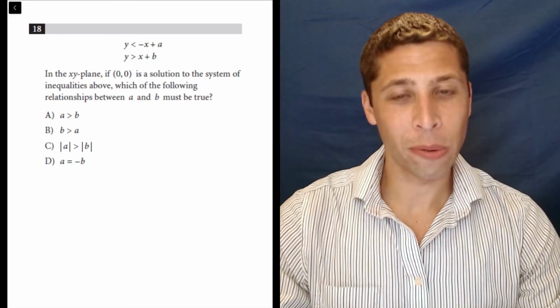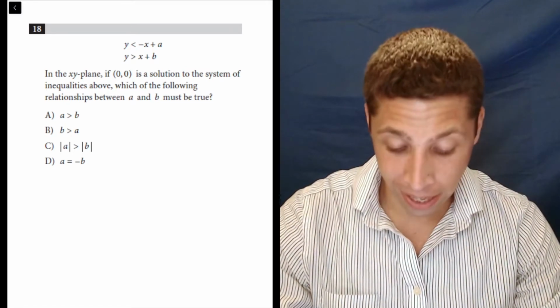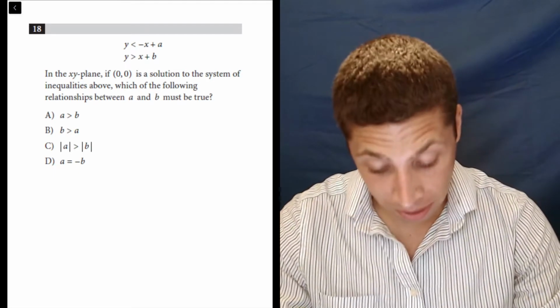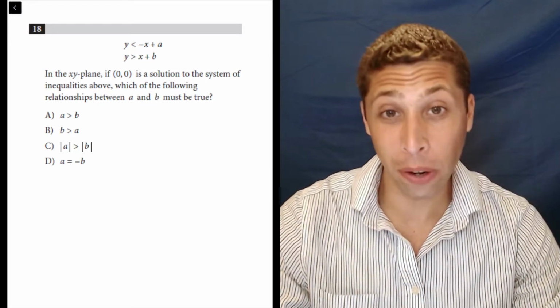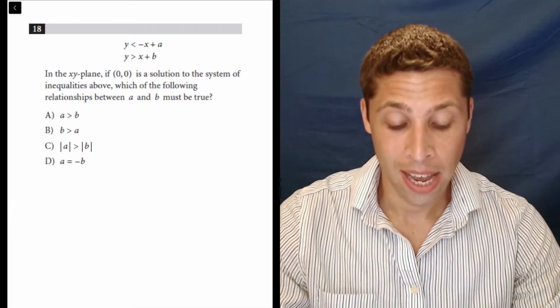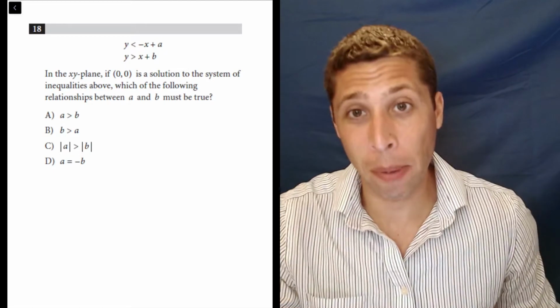Oh boy, does this question just fill itself up with lots of math jargon, right? In the xy plane, if (0, 0) is the solution to the system of inequalities above, which of the following relationships between A and B must be true? And then we get four very intimidating, similar-looking answer choices. But this is so obvious what to do here, and it's because we have a very powerful strategy.